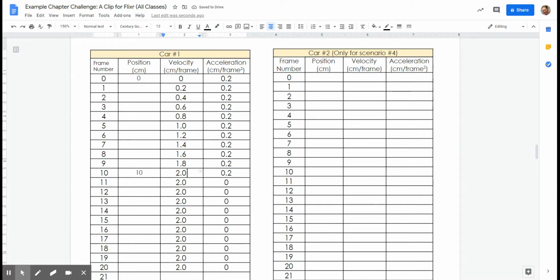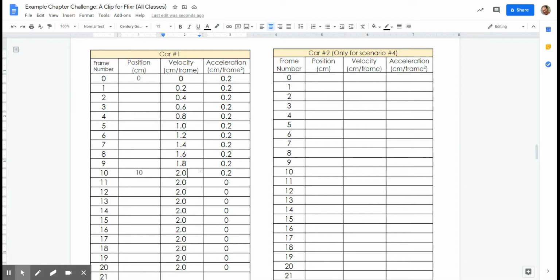I missed something here, 0.2, 0.4, 0.6, 0.8, 1, 1.2, 1.4, 1.6, 1.8. No, we're good. And now it's up to here to 2. Everything looks good. We're speeding up to that. Seem to match up. That's good. All right, so let's go ahead and see what happens with this last one.